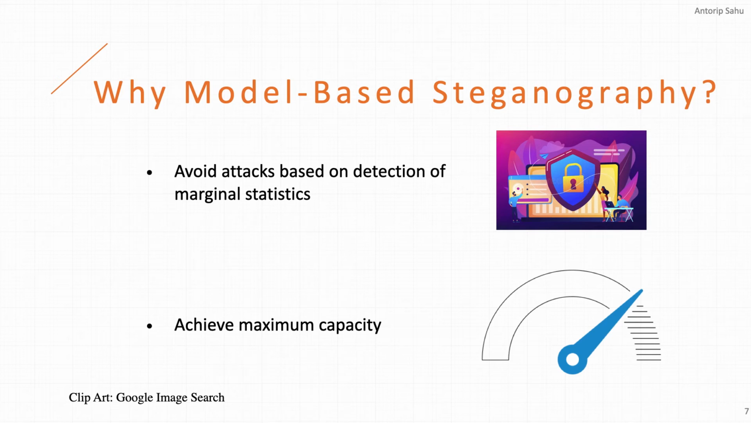Now we come to the most important question. Why is the author suggesting model-based steganography? There are two reasons: to avoid marginal statistical attacks and to achieve maximum capacity.